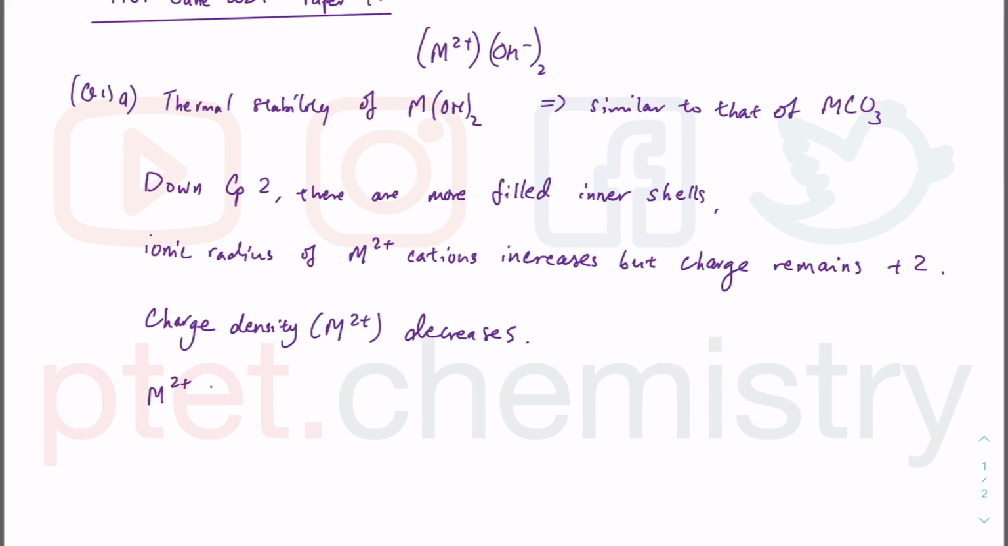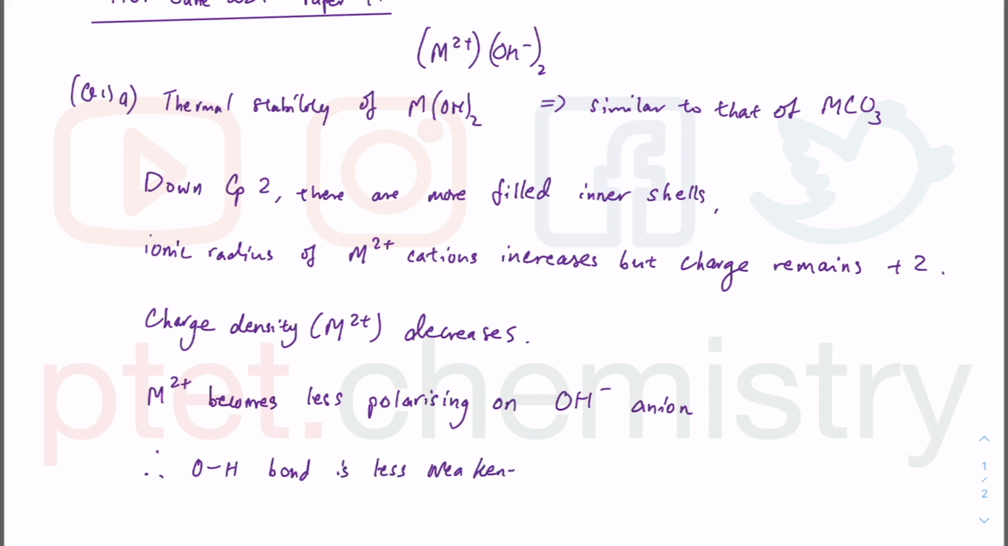Your M2+ becomes less polarizing. Your cation polarizes the anion, so it becomes less polarizing on the anion, which in this case is hydroxide, because this question is specifically asking you about the hydroxide. Therefore, the O-H covalent bond is less weakened due to it being less polarized.